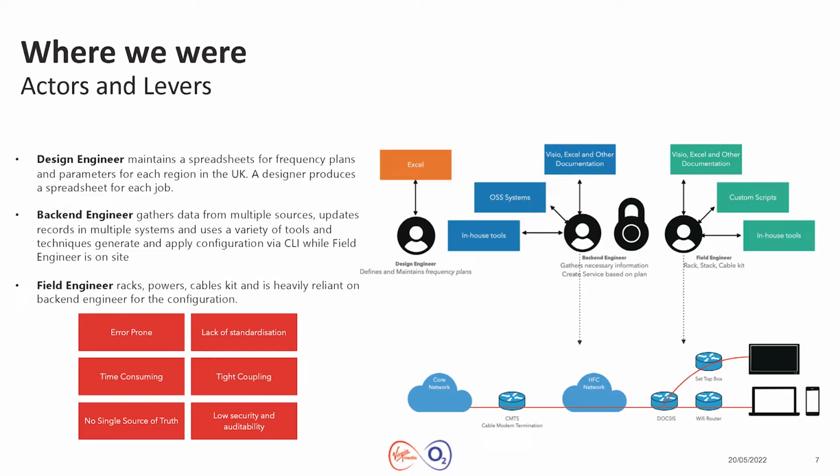Thanks, Divesh. This slide talks about some of the actors and levers involved in provisioning a Docsis service. It was a very heavily manual process with many manual touch points, prone to many errors, and very time consuming. You had a design engineer who would maintain spreadsheets for the frequency plans and parameters across the UK. Every region in the UK would have specific frequency plans and parameters that needed to be coded for devices in that region.